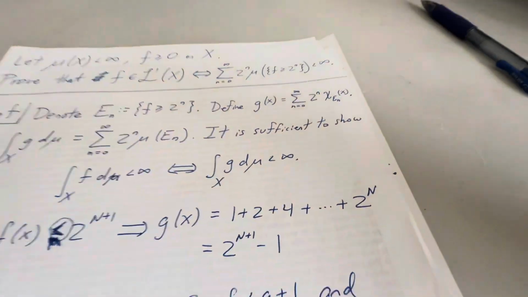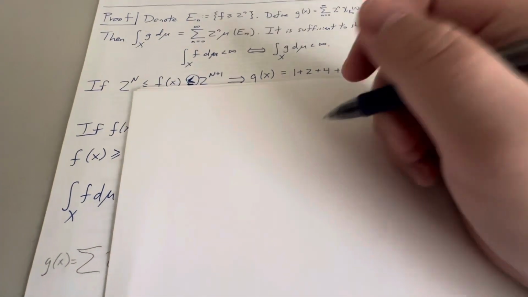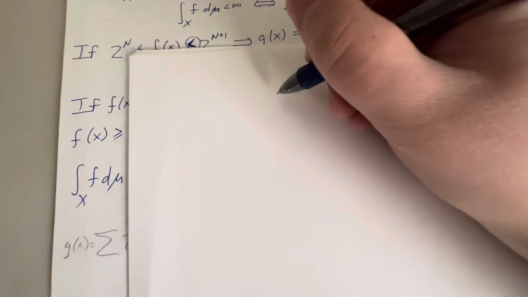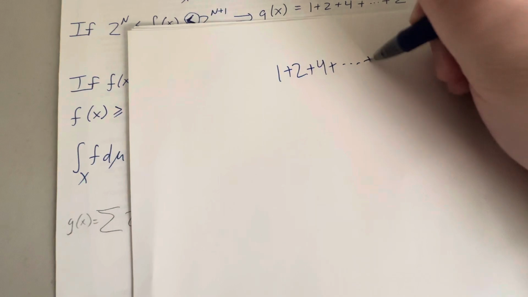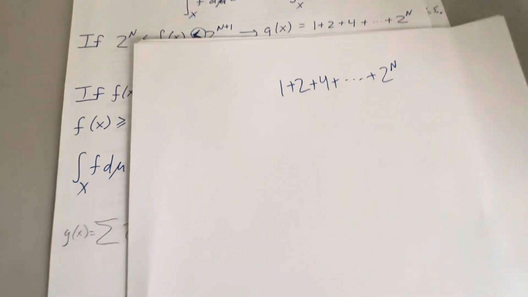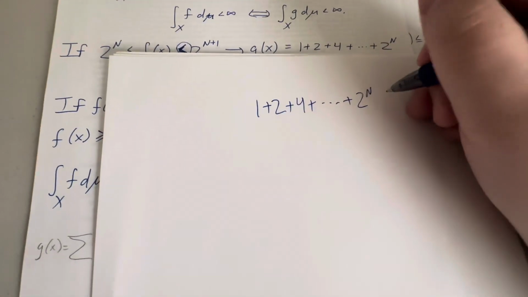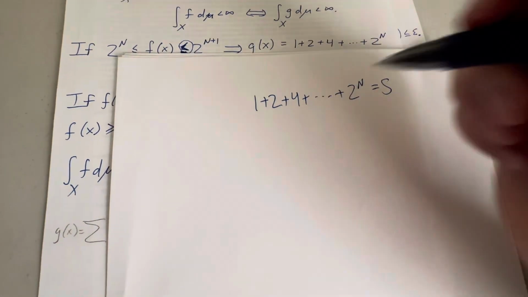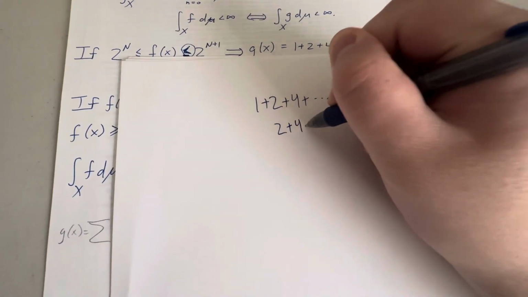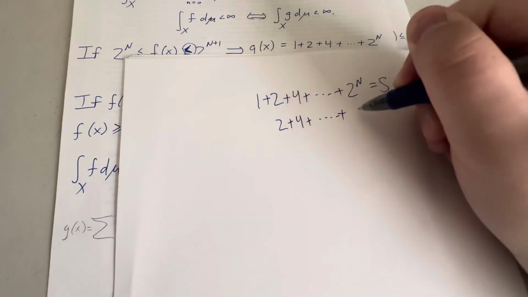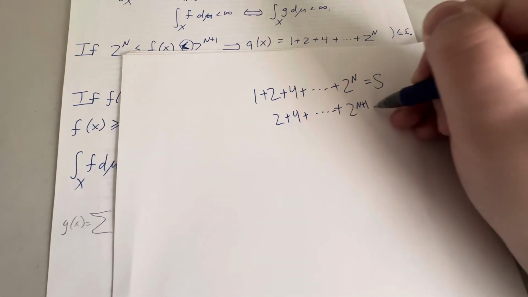Okay, because I'm annoyed, we'll do it here. This is how I teach, by the way. I say, okay, how about you guys do it, and then I just end up doing it for them. Skip ahead if you already know what I'm going to do. So I don't know what this is, so I'm going to call it S. And if I multiply both sides by 2, I'll get 2 plus 4 plus a bunch of stuff, all the way up to 2 to the n plus 1, is equal to 2S.